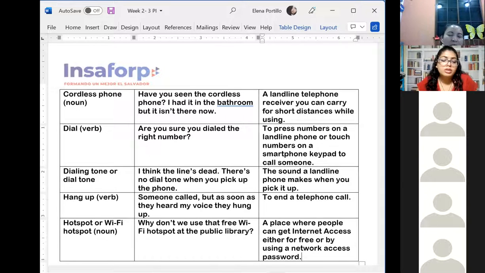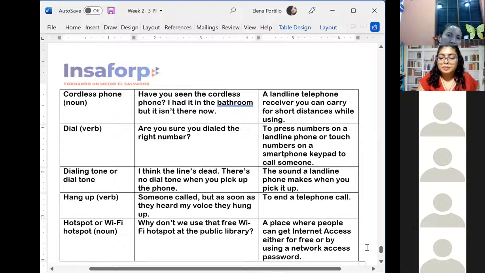Why don't we use that free Wi-Fi hotspot at a public library? The meaning is a place where people can get internet access either for free or by using a network access password. In this case, es un lugar en el que podemos utilizar la red de internet, ya sea de forma gratuita o poniéndole una contraseña, in this case, asking for the password of the Wi-Fi hotspot.